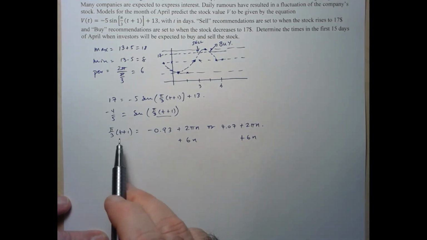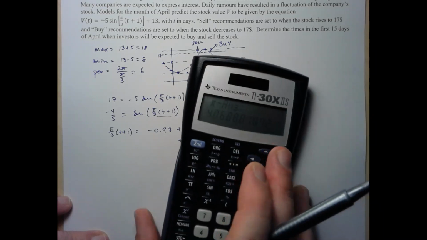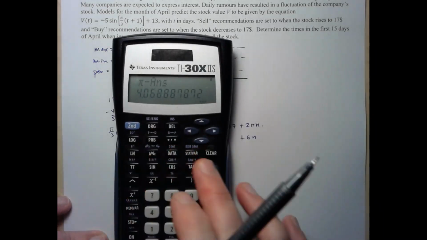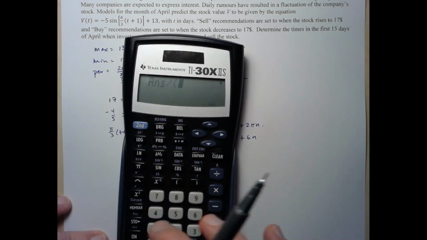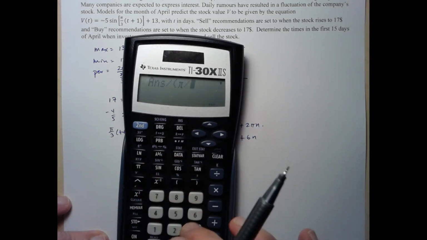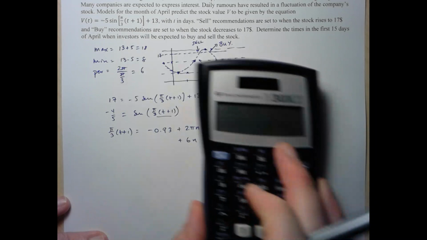And so here, what am I going to do? Divide by pi over 3 and then subtract 1. In fact, I'll do the second one first since I have it on my calculator. So let's divide that by pi over 3, and then we're going to subtract 1. And that gives me 2.89.